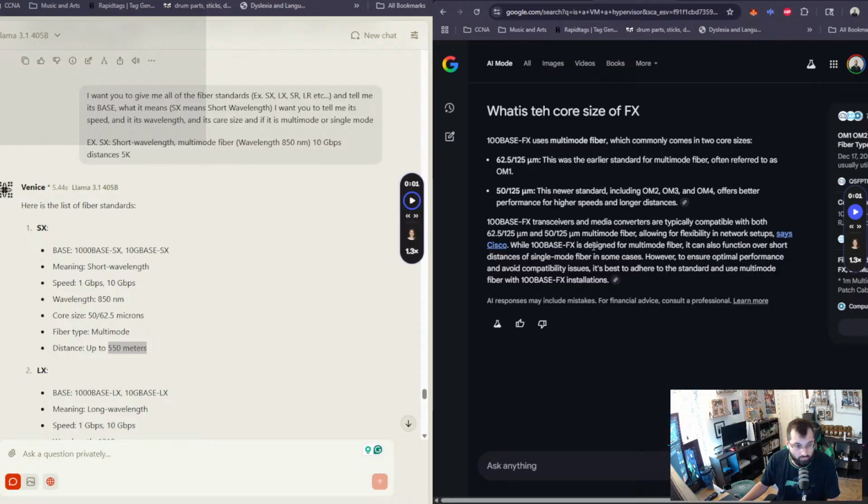Okay. Allowing flexibility in network setup, says Cisco. Okay.